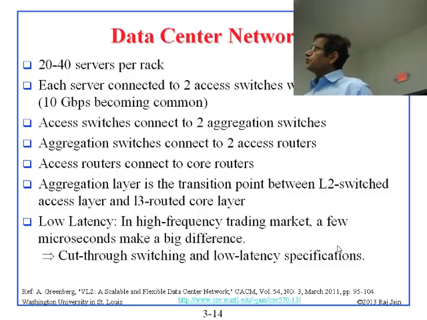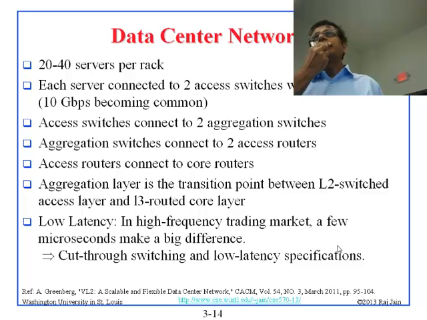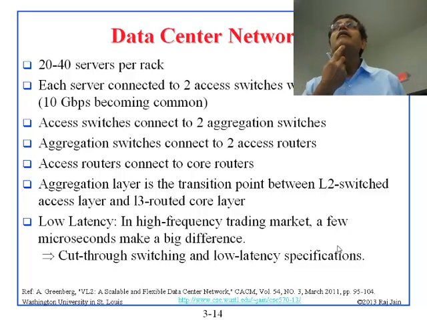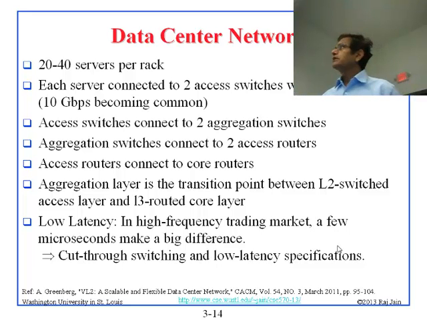Access switches connected to aggregation switches. Aggregation switches connected to access routers. Now you see the words routers and switches. What is the difference? Routers are layer 3, switches are layer 2. Yeah, good. So these are layer 2 devices, and these are layer 3 devices. These speak Ethernet. These speak IP.